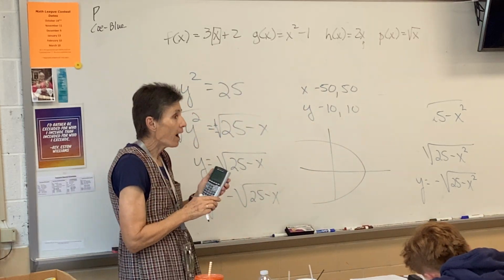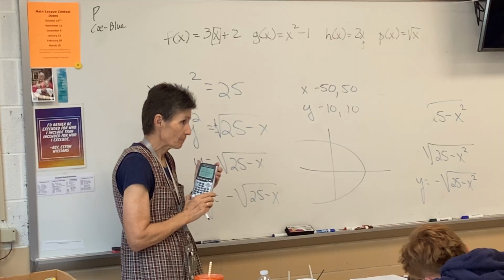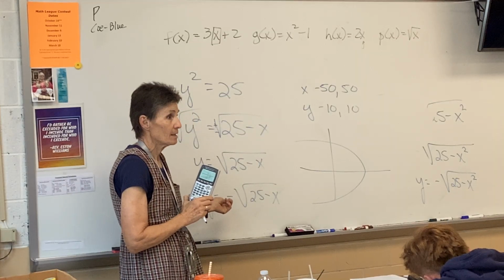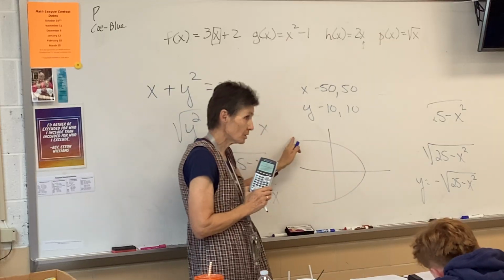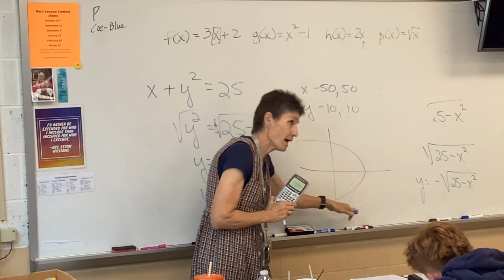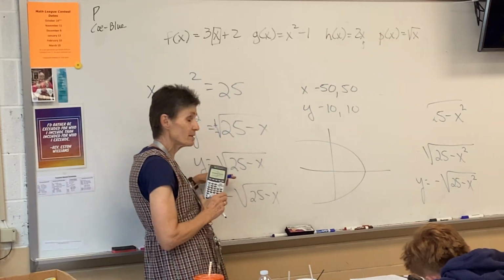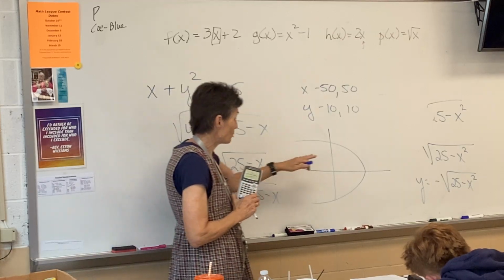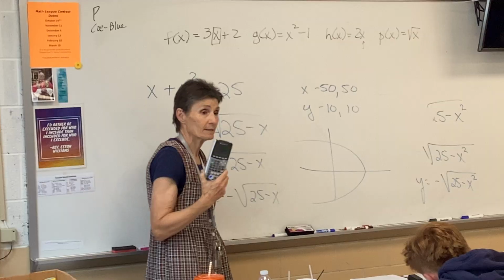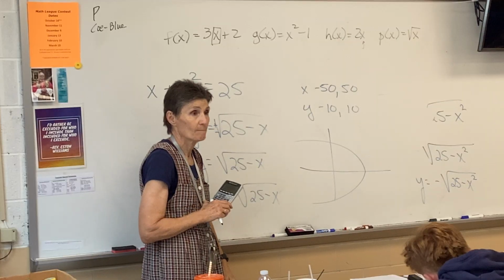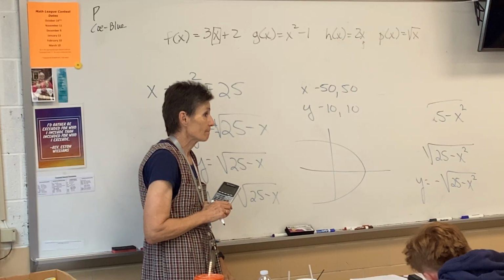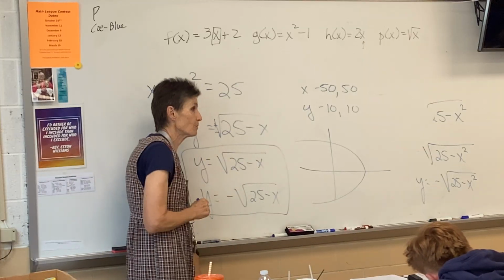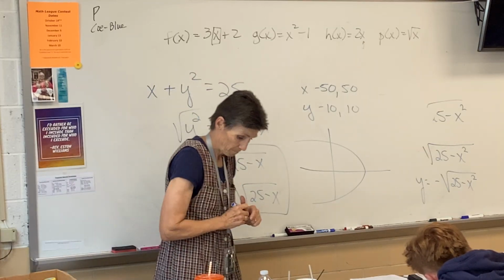which is not a function, but are each of the pieces functions? Is the top half a function? Yep. The bottom half is a function. So that's why these are called implicit functions. They are functions, but when you put them together, you get something that's not a function. So the answers are the plus one and the negative one. Those are the implicit functions.